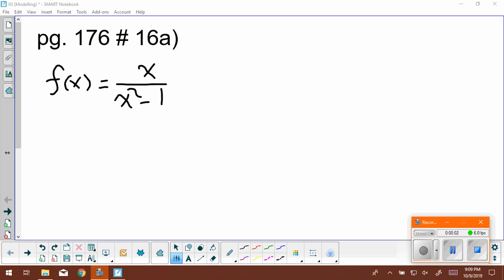Good afternoon, everyone. Before I get into today's lesson, I'm just going to take up a question from the homework from a couple of days ago. So this is number 16a. Okay, and it's basically asking us to do a little curve sketch. I've got x over x squared minus 1.